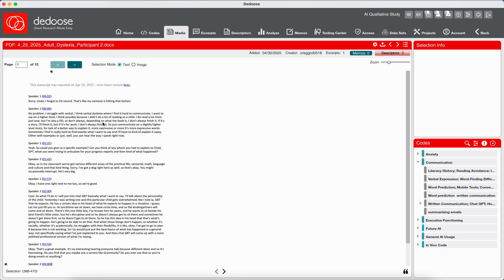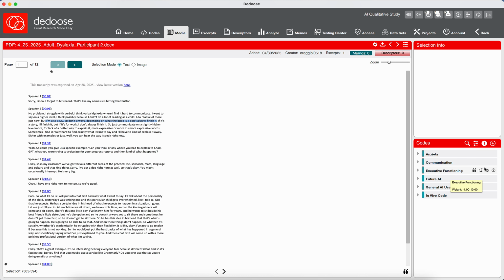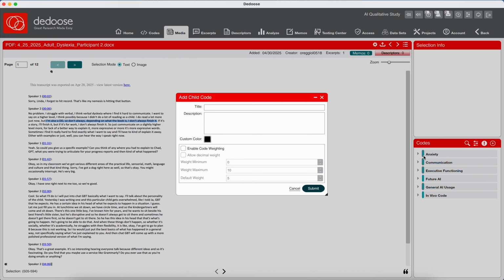"I do read a lot more just now. Also, I'm ADD, so I don't always finish it, depending on what the book is." I think it's interesting that she doesn't always finish it, because that speaks to starting a task and not finishing a task, the task being a book. So I think that actually relates to executive functioning, and I'm going to go ahead and type that in as a code for executive functioning.